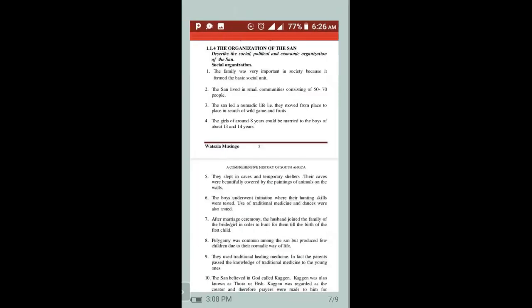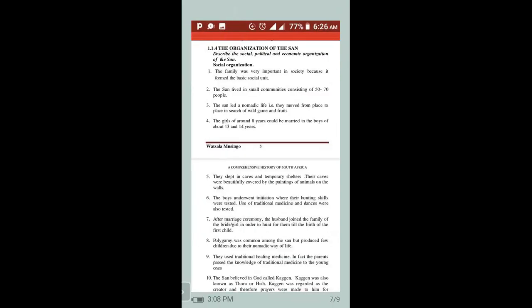So they ask socially and politically. We have started with the social organization. The family was very important in society because it formed the basic social unit. Just like any other family, the unit is a family, either yours or a neighbor's, that's what we call a social unit. The San lived in small communities consisting of 50 to 70 people.